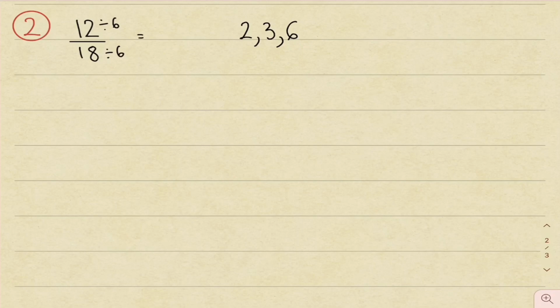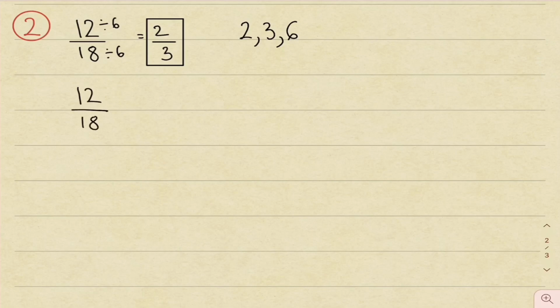Now 12 divided by 6 is 2 over 18 divided by 6 is 3. So 2 over 3, can I simplify that more? Of course not. So the answer is going to be 2 over 3. If I chose 3 or 2, I would have to do more steps. I would still get the correct answer though. You know what? Let me go ahead and choose 3.